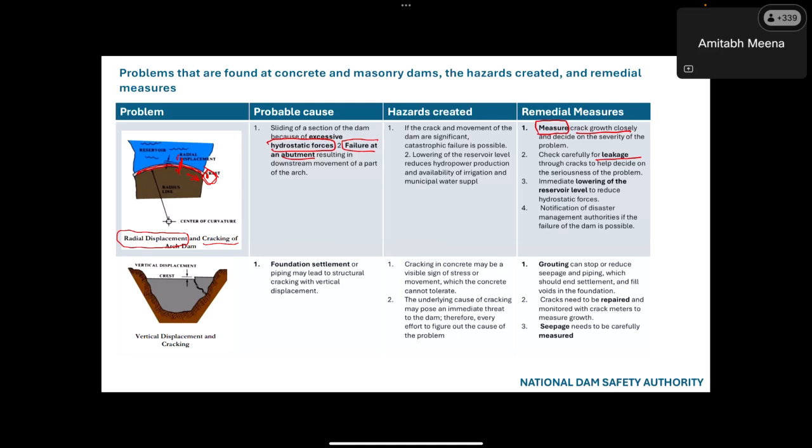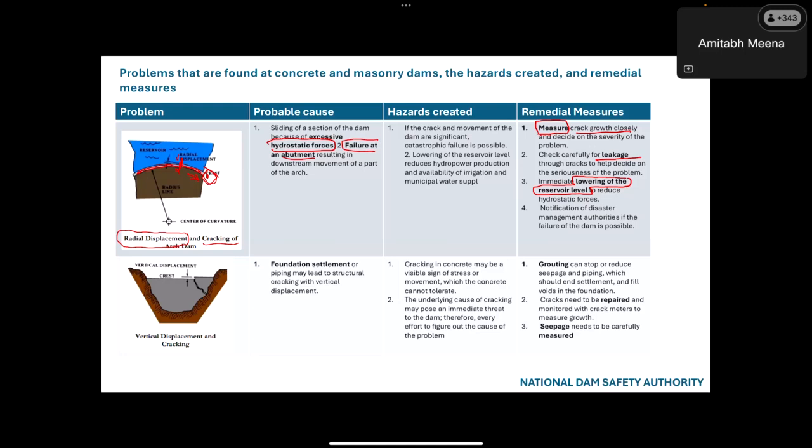If the leakages are increasing and the crack is growing, then the immediate solution is lowering the reservoir level. We have to empty out some of the water until we feel it's safe, like, okay, the water level is just below the crack portion, the dam is safe now. Then we can take remedial measures for filling of the cracks or grouting if possible. If the damage is beyond repair, then we have to empty out the reservoir also.